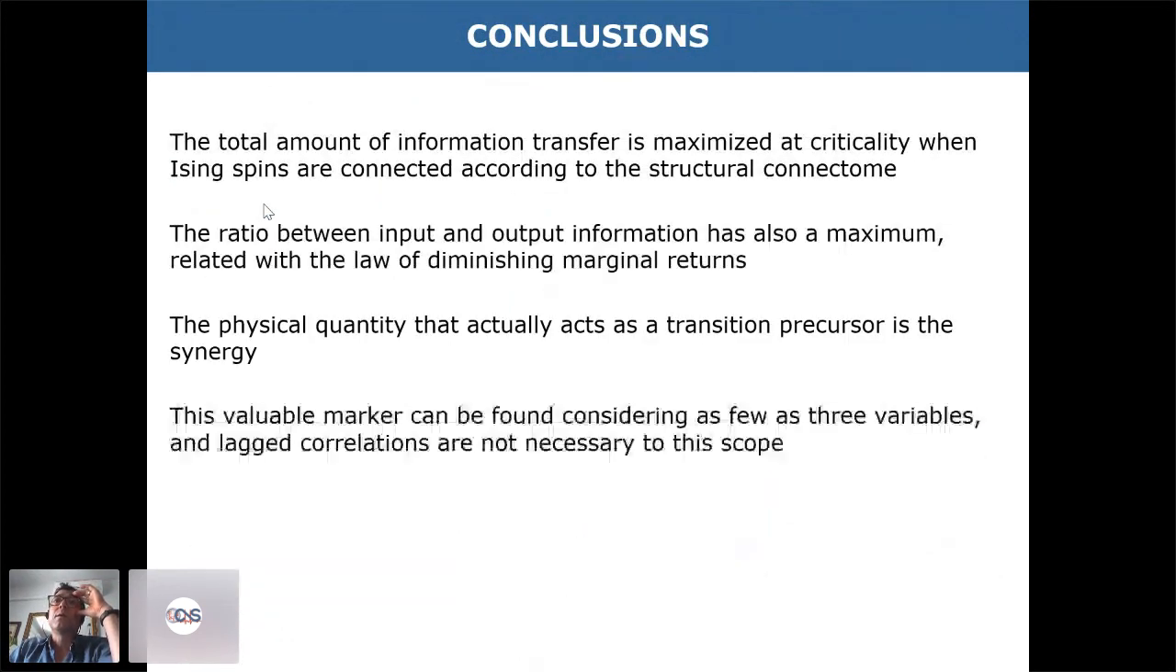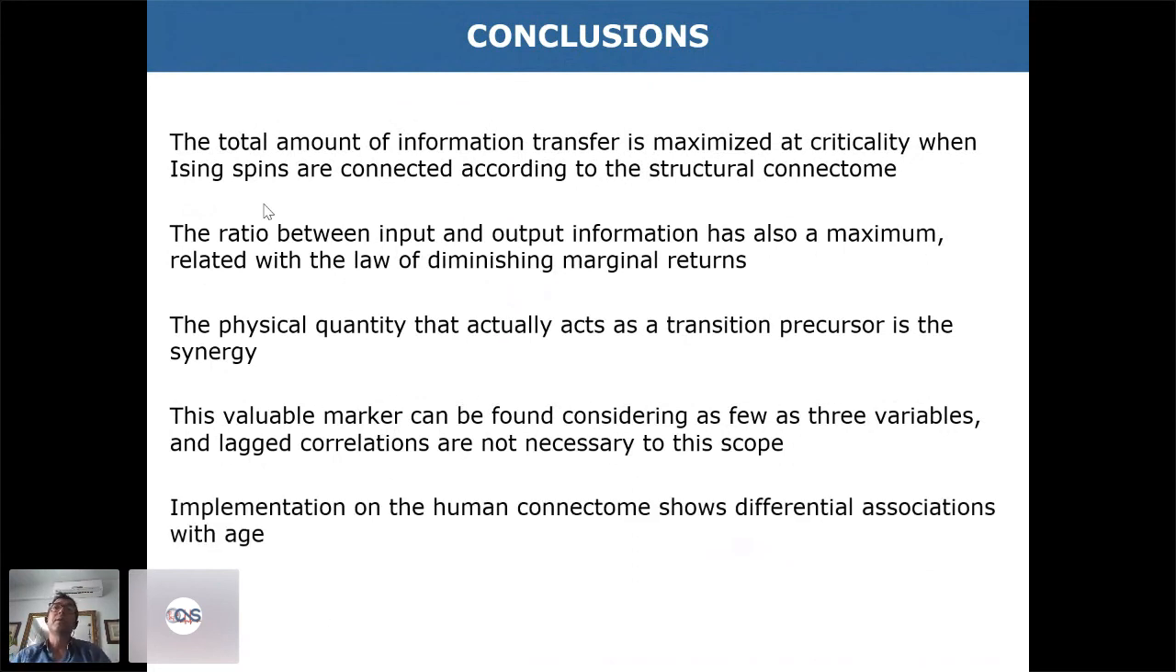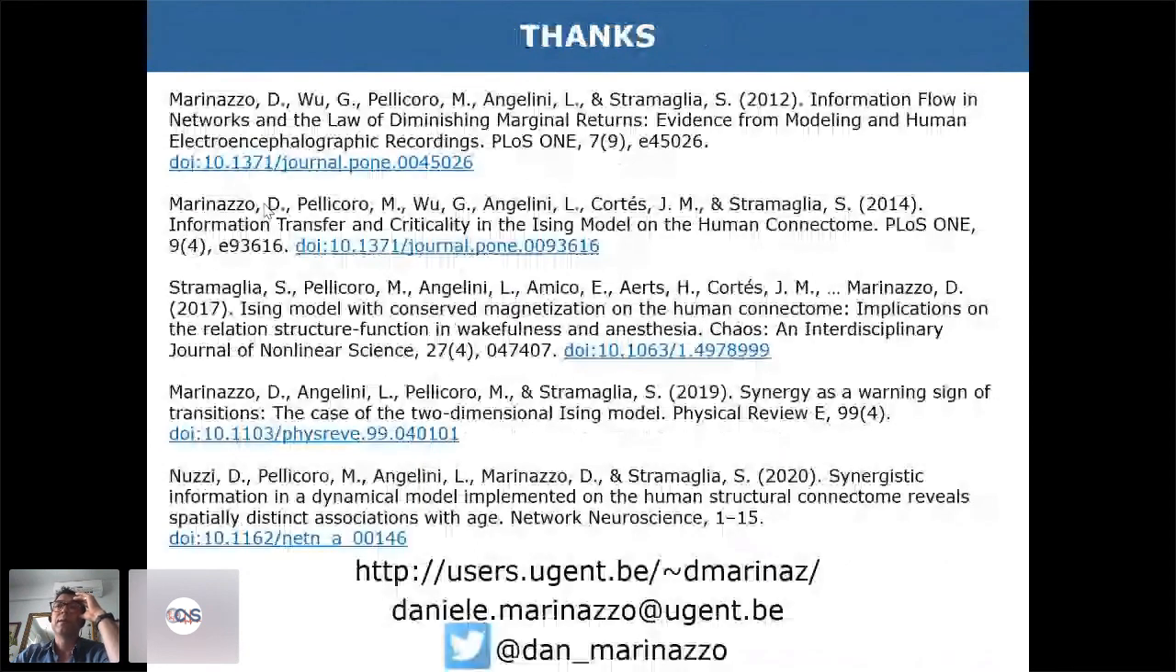So to conclude, we see that the total amount of information transfer is maximized at criticality when passing spins are connected according to a structural connectome. Then the ratio between input and output information flow is also maximum, related with the law of diminishing marginal returns. Then the physical quantity that acts as a transition precursor is synergy. And we can find this marker of an upcoming transition considering as few as three variables, and we don't necessarily need lagged interactions. And also, when implementing this framework on the human connectome, we have differential association with age in different parts of the brain. So here are some references, and thank you.